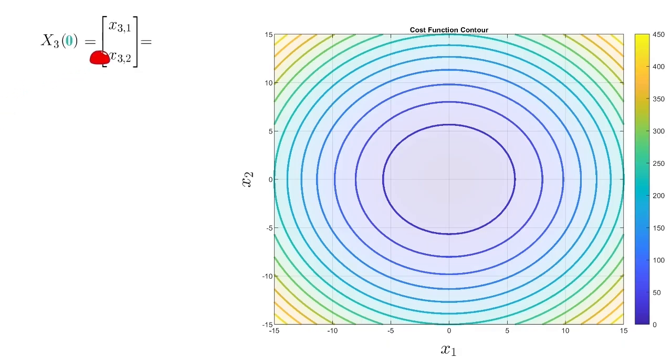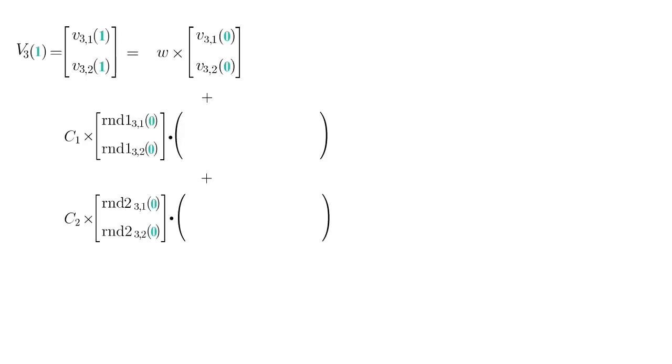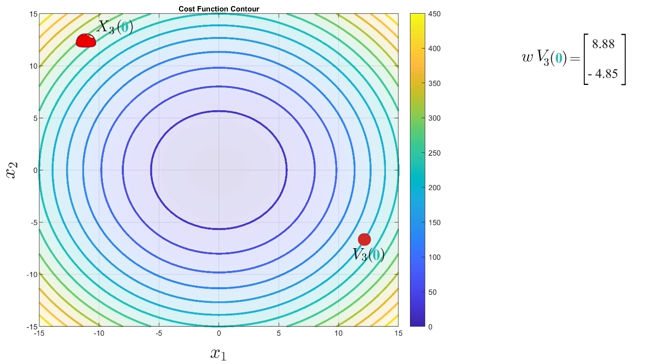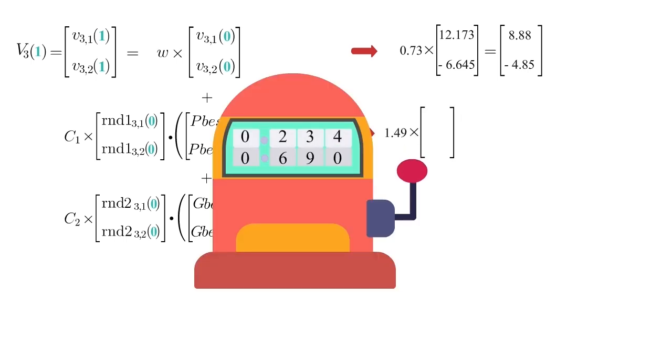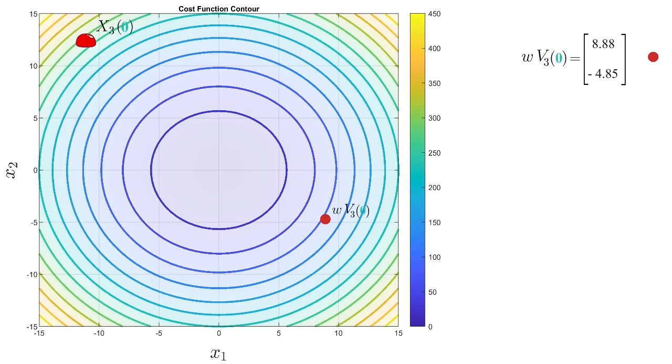The initial position of the third particle is specified here, and its velocity is indicated here. Okay, now let's go explore the next position. First, the new velocity value is calculated using the updating equation. The first term represents the momentum component and is a vector aligned with the previous velocity, scaled by w, which is located here. The second term represents the cognitive component and is a randomly scaled vector aligned with the difference between the personal best position and the current position. Therefore, we can observe its location here.